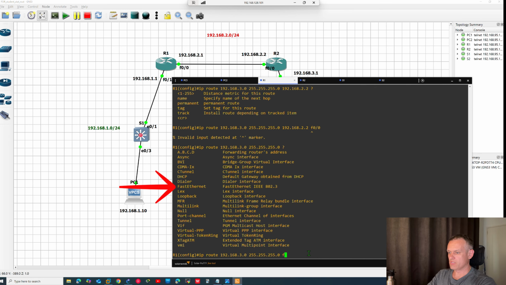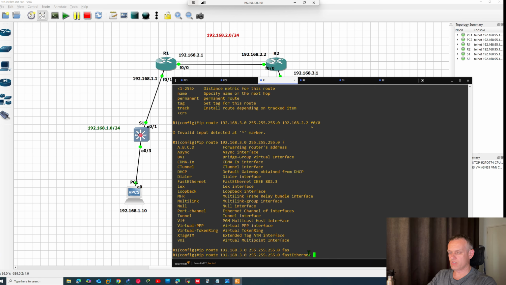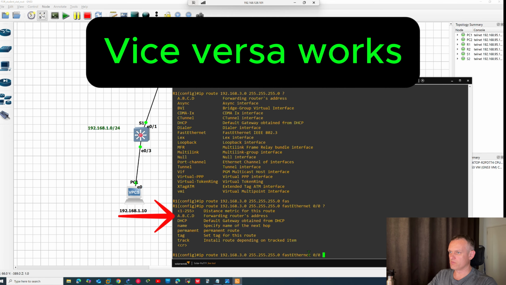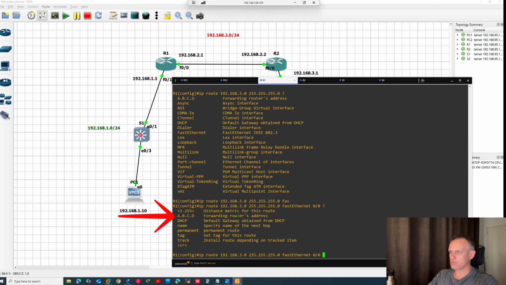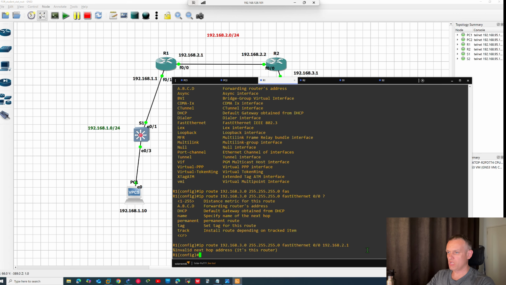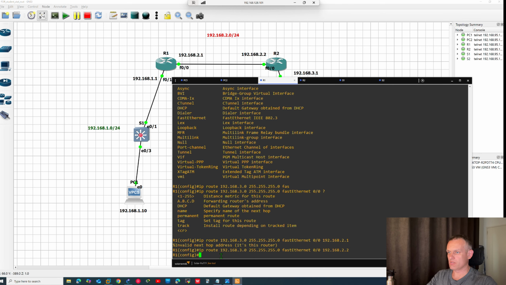Yeah, we can specify FastEthernet 0/0, but then I can't specify the IP address. This means distance metric, forwarding router's address. Maybe this is an invalid next hop. It's router 1, yes, of course. Next hop 2. Enter.